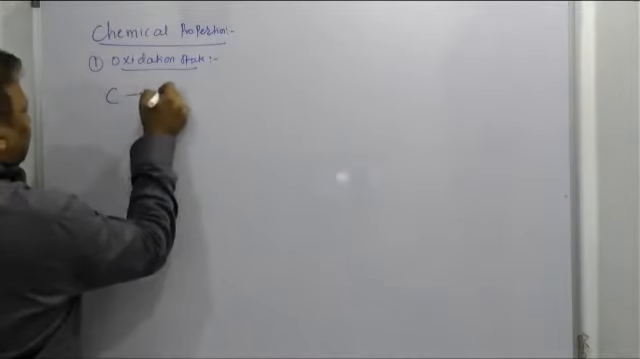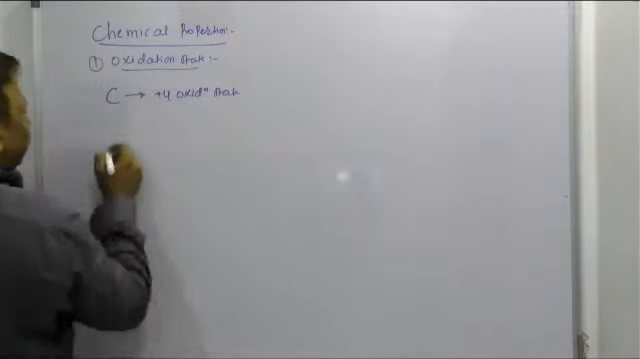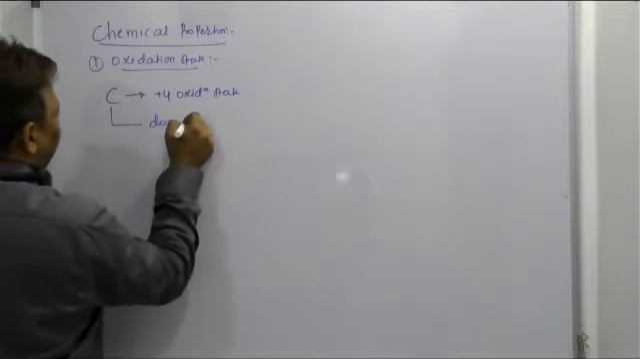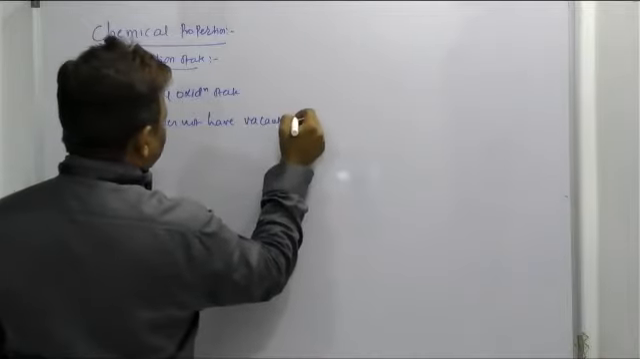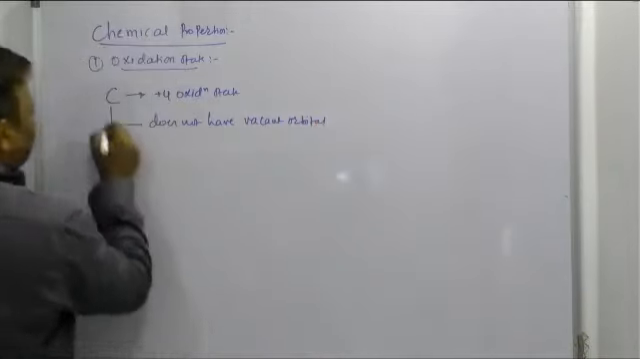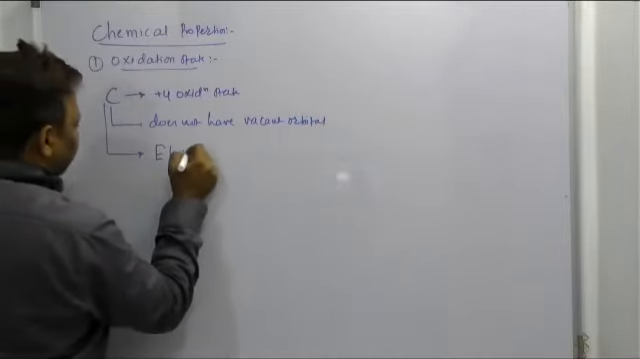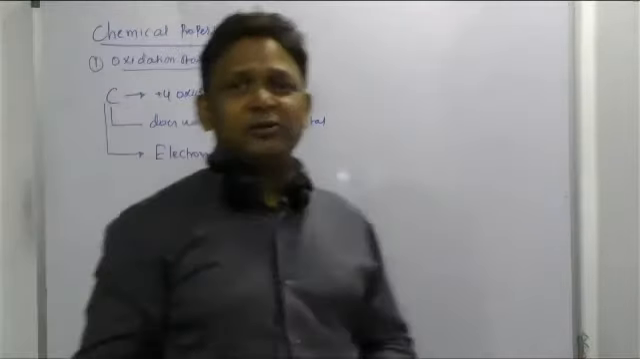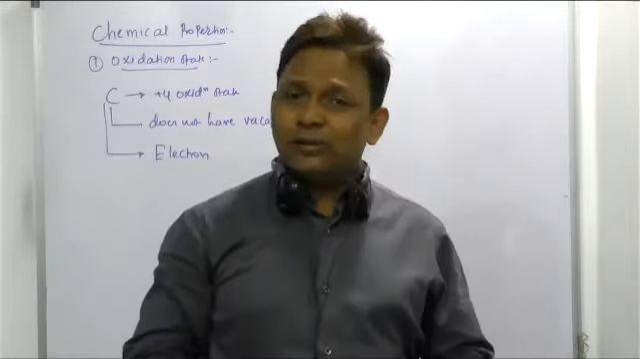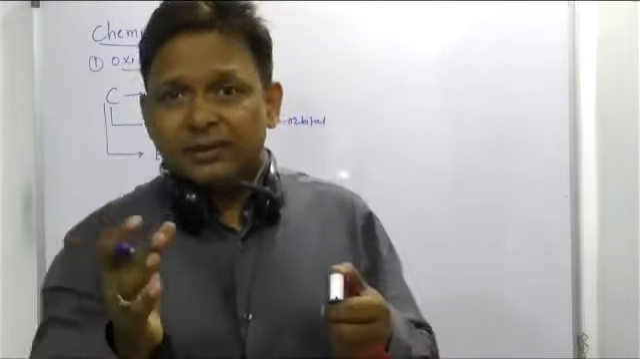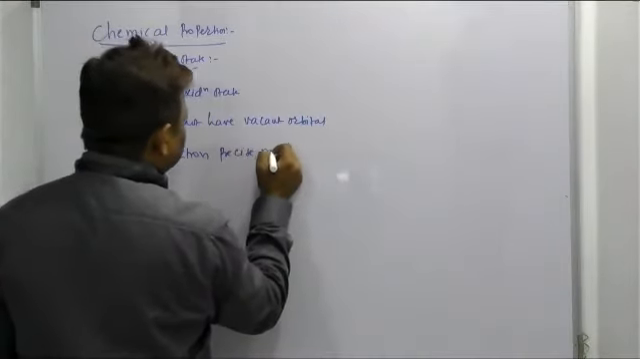Carbon has a tendency to form the +4 oxidation state. That is the first part. Carbon does not have vacant orbitals, but it has a tendency to form electron precise molecules. There are three different types of compounds: electron deficient, electron rich, and electron precise. So here carbon has a tendency to form electron precise molecules.